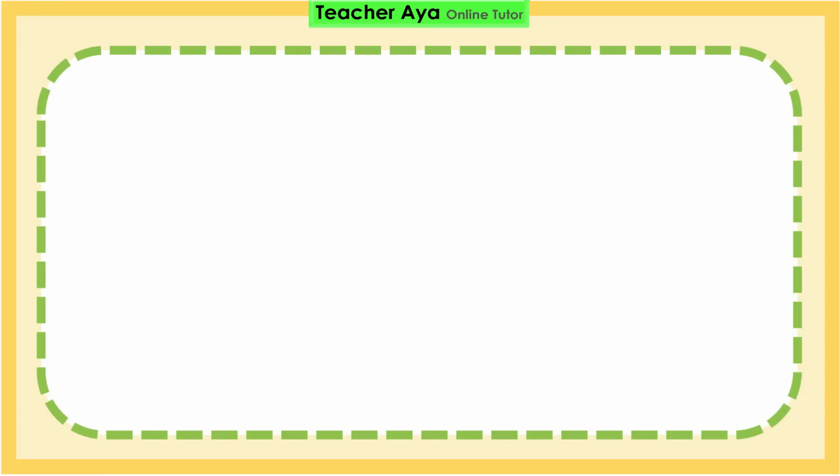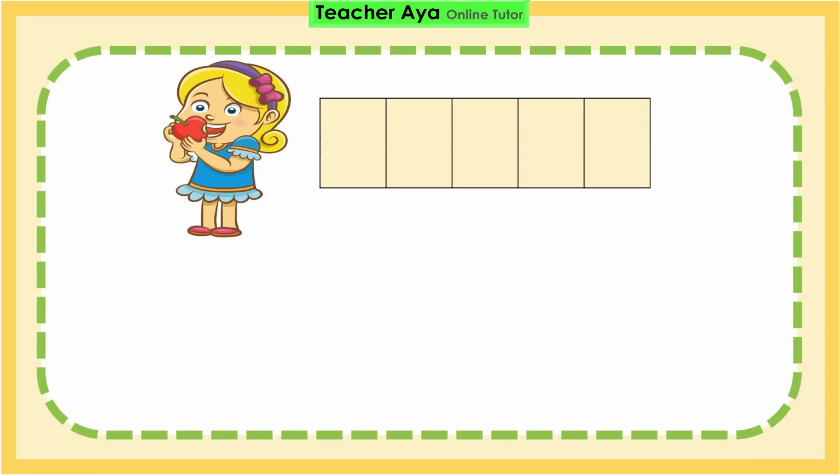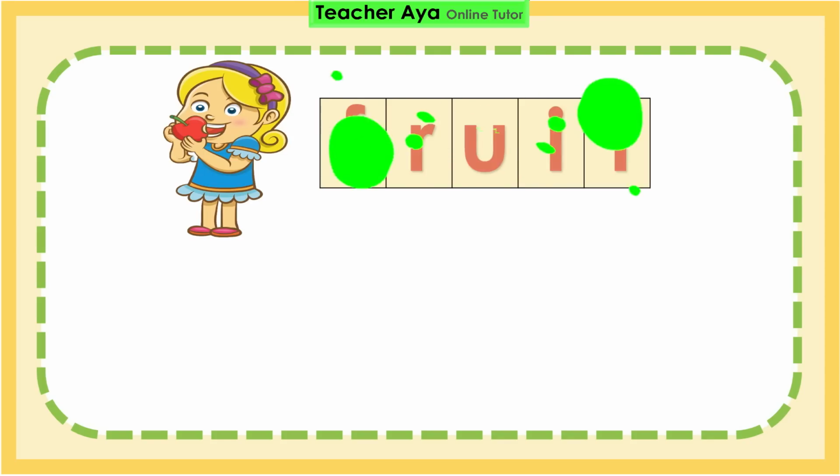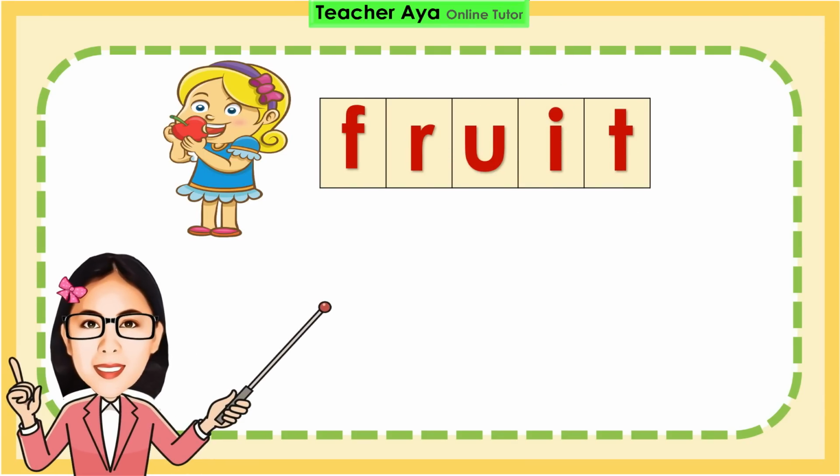Let's spell the word fruit. Fruit. F-R-U-I-T. Fruit. Your turn to spell, children.